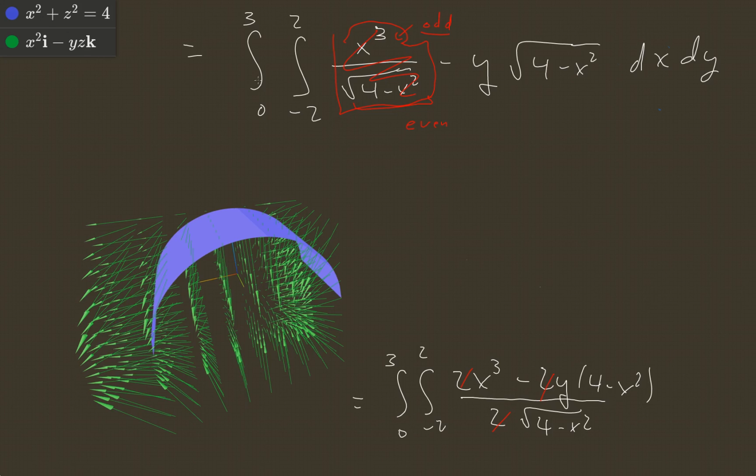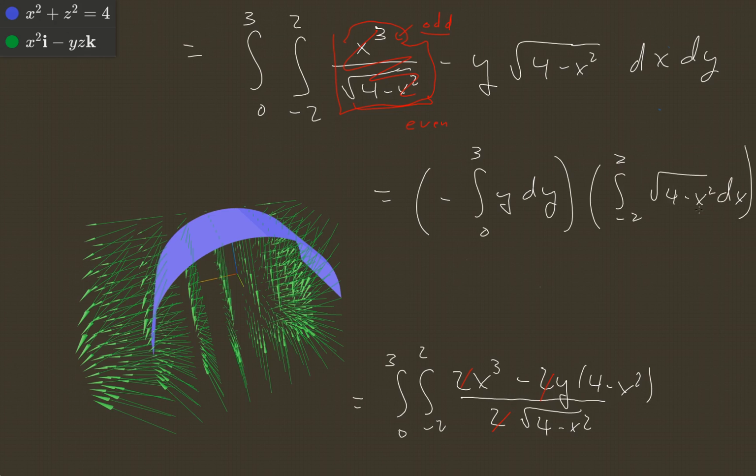Then for the other term, since this is a product, we can split this up into negative integral 0 to 3 of y dy times integral -2 to 2 of root 4 minus x squared dx. So this one is going to be -9/2.